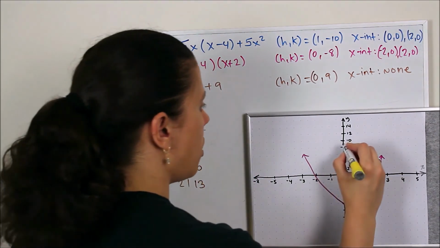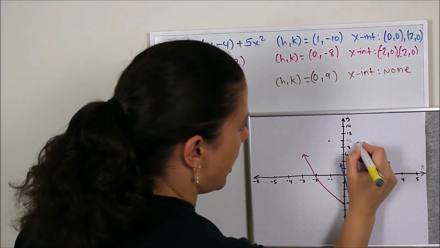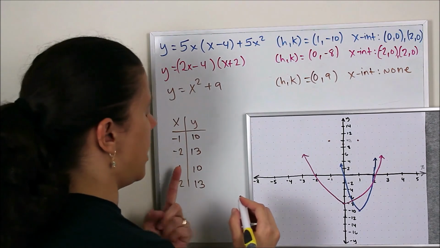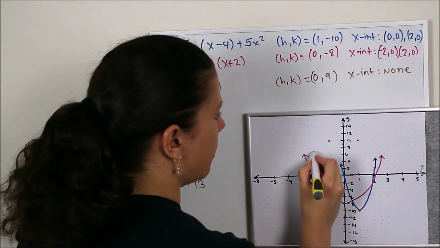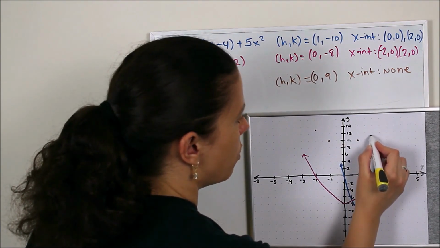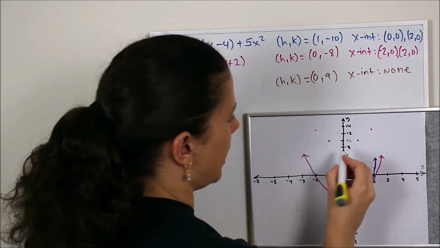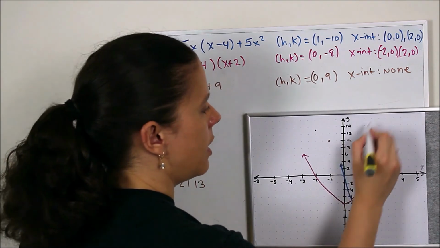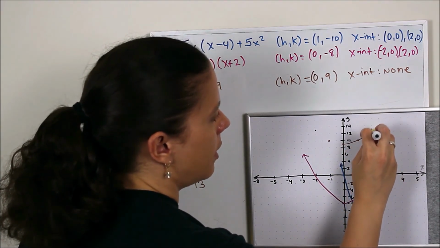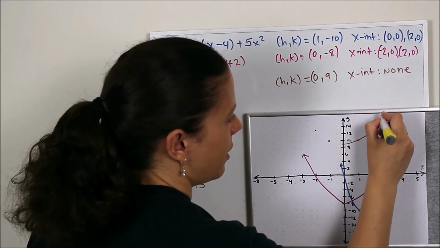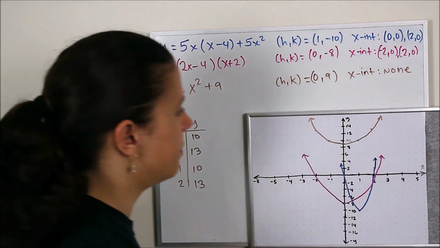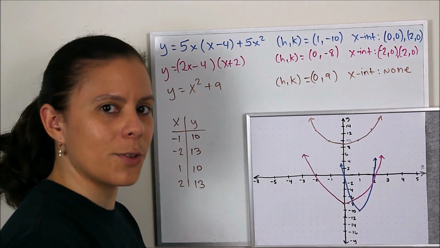All right, so negative 1, 10 and positive 1, 10, and then we're going to have negative 2, 13, and positive 2, 13. And then this one is actually very nice, already pretty much drawn for me that way. There you go. So now let's do the next 3.